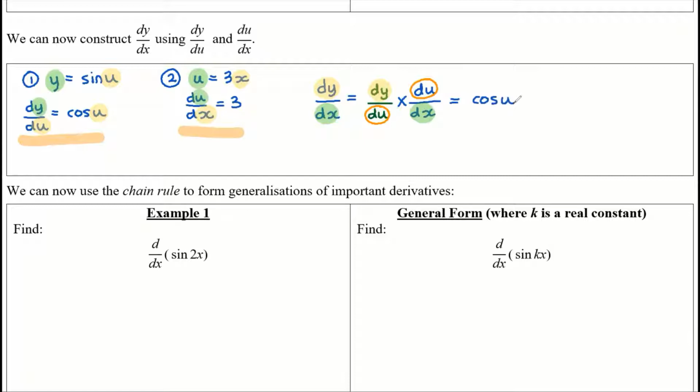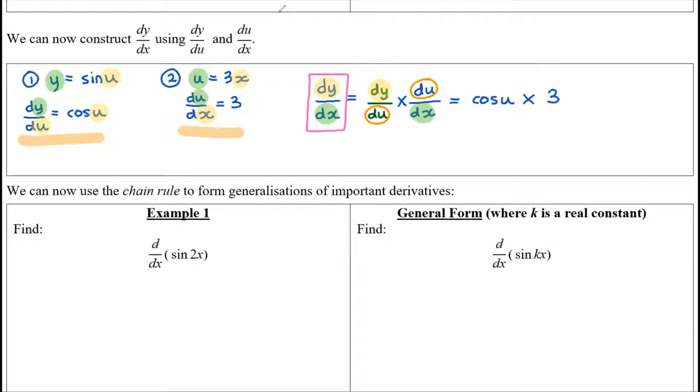Okay, multiplied by 3. So it still looks a bit odd, doesn't it? Surely, if I've got a derivative with respect to x, then I should just have x's in this. So all this derivative should just be in terms of x. Well, I can do a couple of things here.